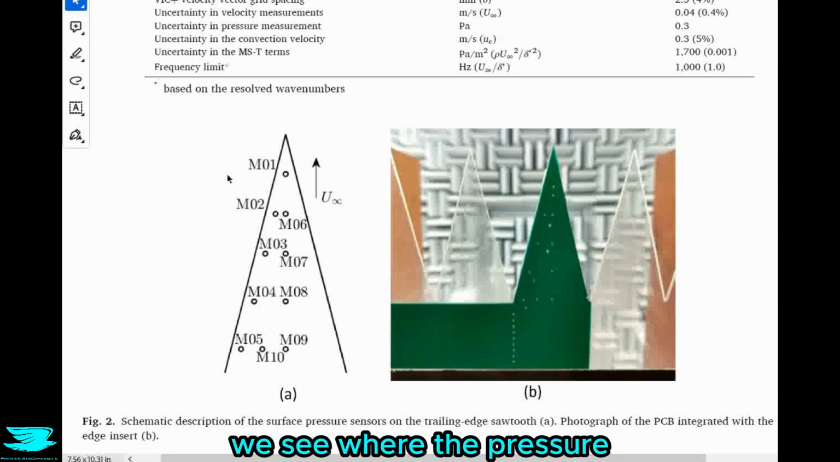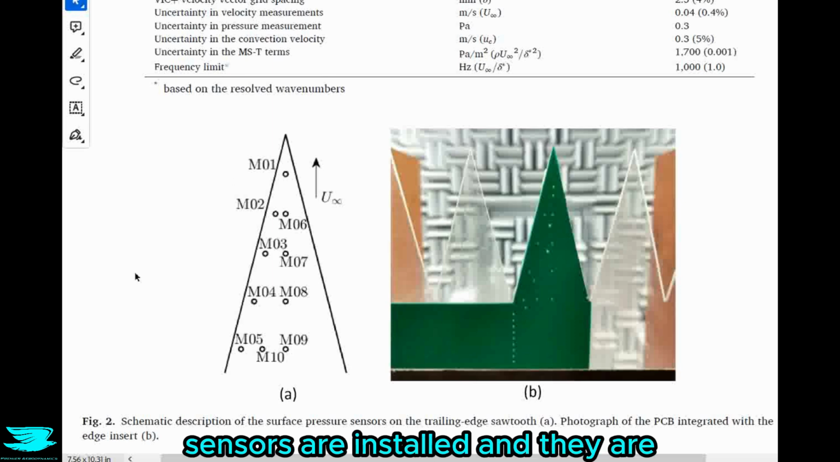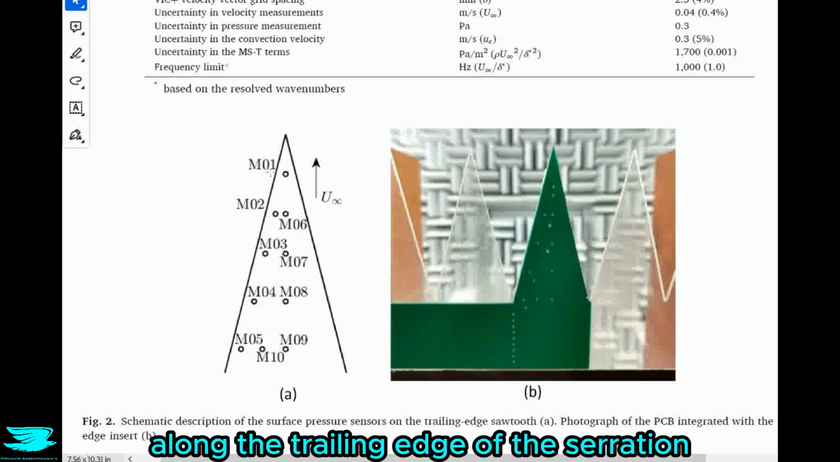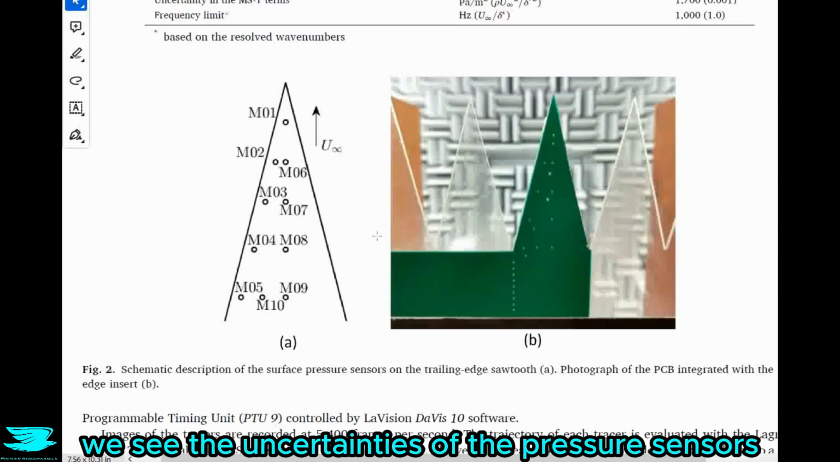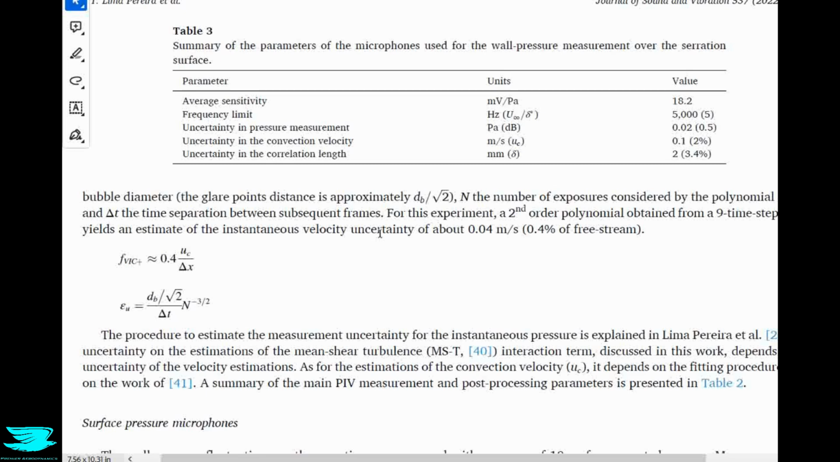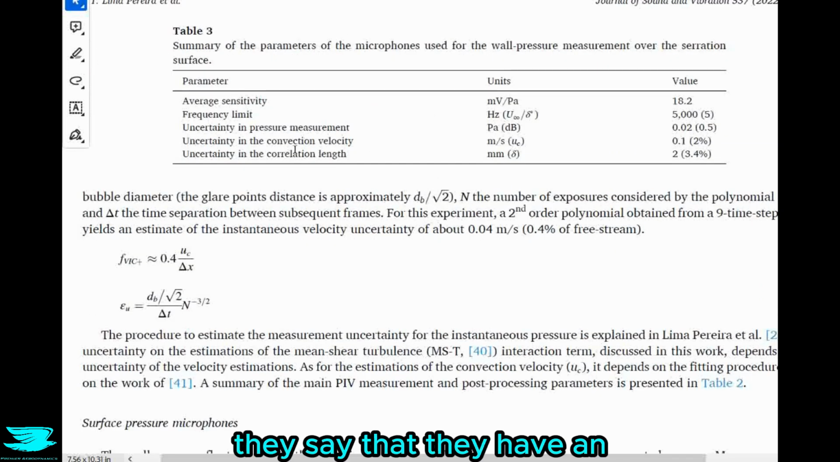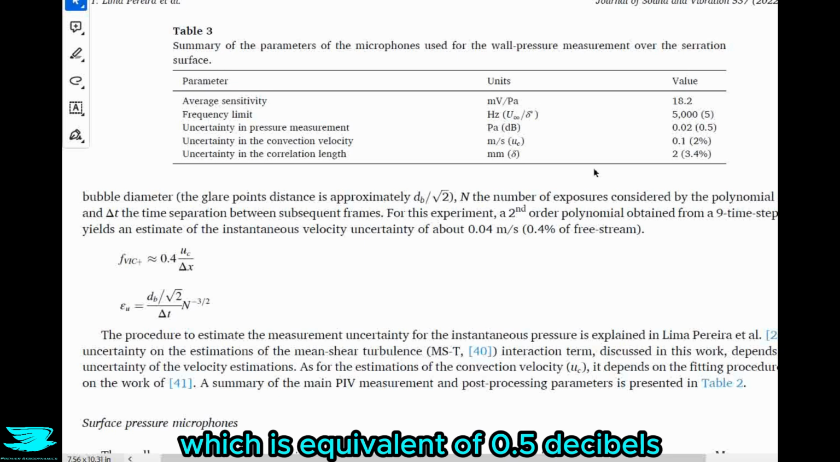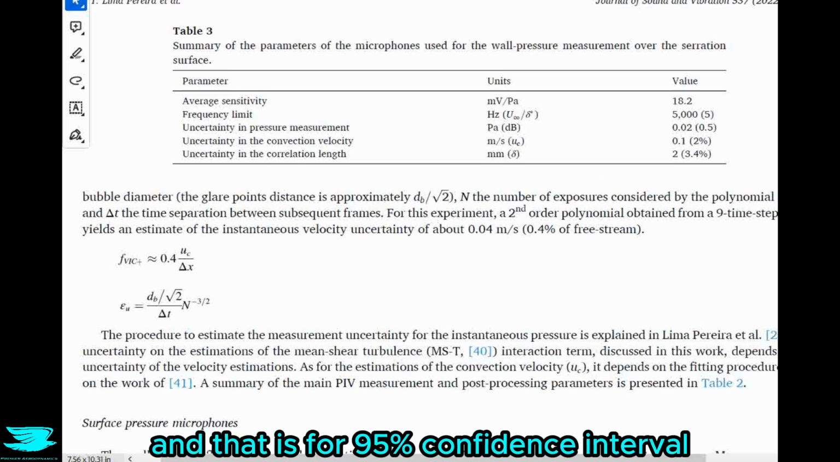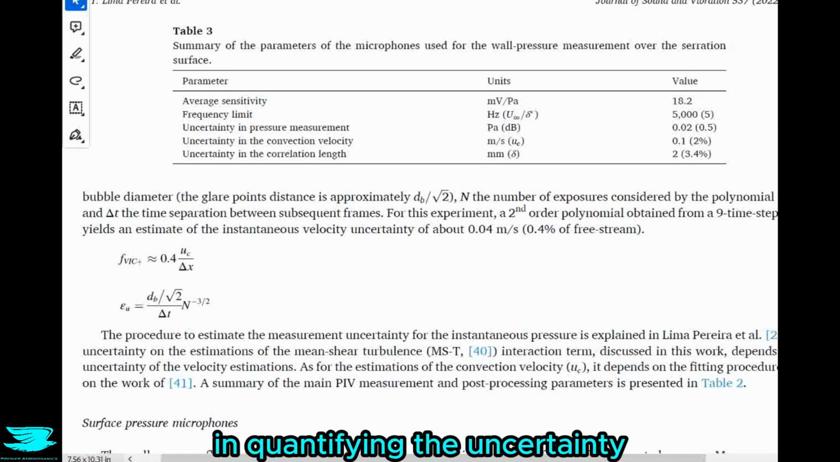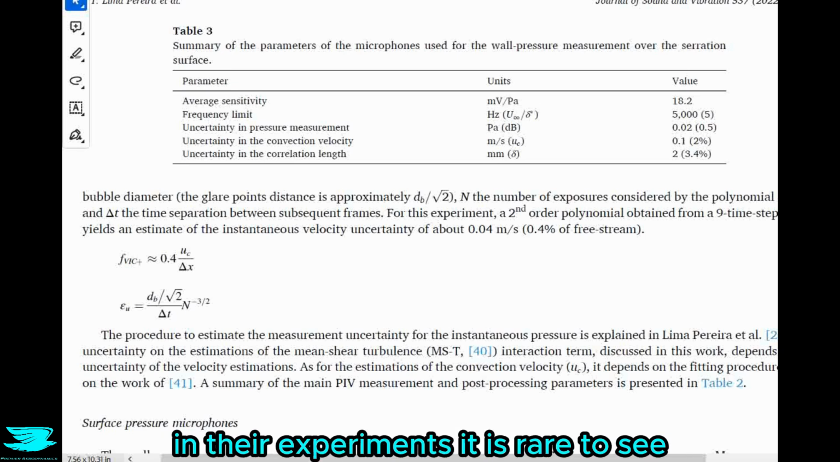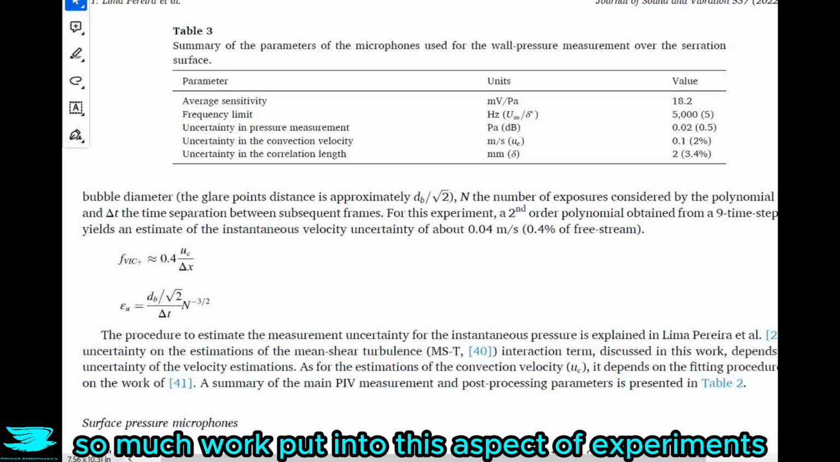So in figure 2, we see where the pressure sensors are installed, and they're along the trailing edge of the serration and in the middle. In table 3, we see the uncertainties of the pressure sensors. They say that they have an uncertainty of 0.02 pascals, which is the equivalent of 0.5 decibels, and that is for a 95% confidence interval. And I must say that they have done a really good job in quantifying the uncertainty in their experiments. It is rare to see so much work put into this aspect of experiments.